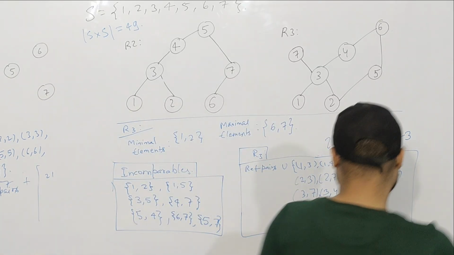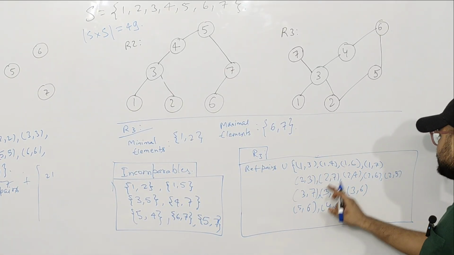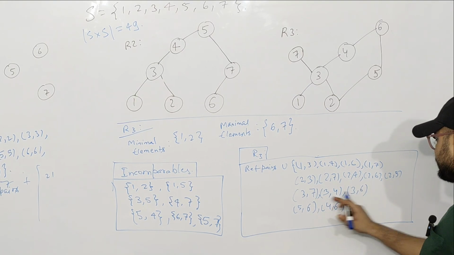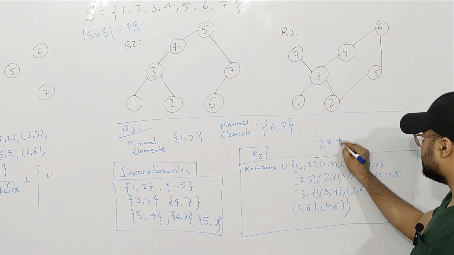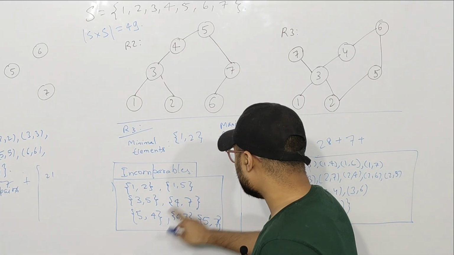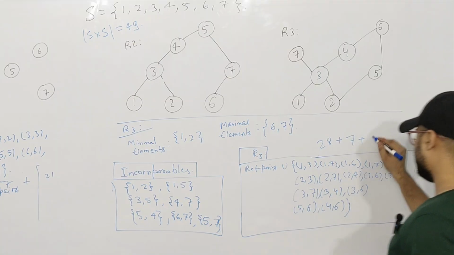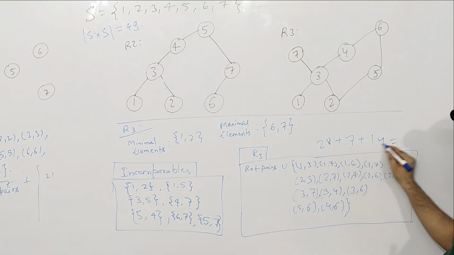Let's do it again. 1, 2, 3, 4, 5, 6, 7, 8, 9, 10, 11, 12. 2 into 12 is 24, 2 into 14 is 28, plus 7, plus 1, 2, 3, 4, 5, 6, 7, which is 40. So this is 28 plus 7 is 35, plus 14 is 49.